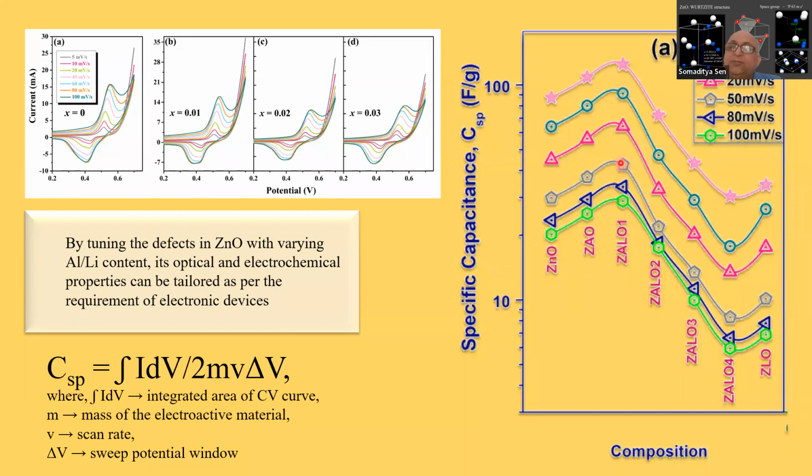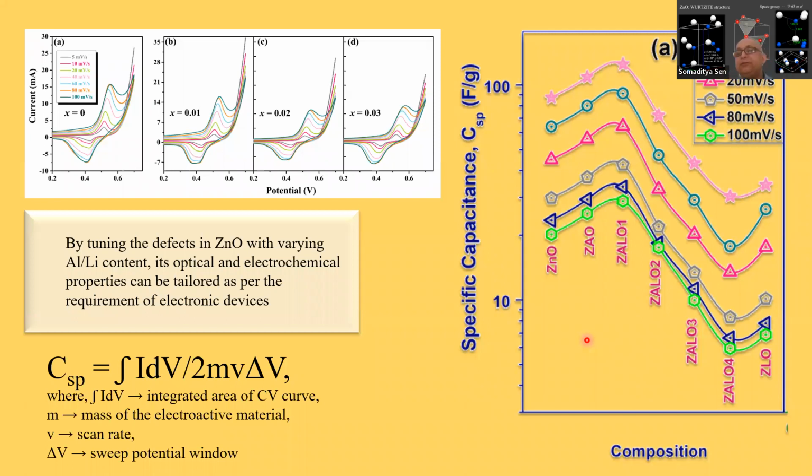have maximum specific capacitance. And this is due to the combined effect of lithium 1 plus and aluminum 3 plus. So why did we go for 3 plus and 1 plus? You know, zinc is 2 plus, right? So we tried to find out what is the effect of a combination of these 3 plus and 1 plus. If it is 50-50, then 3 plus and 1 plus makes an average of 2 plus.